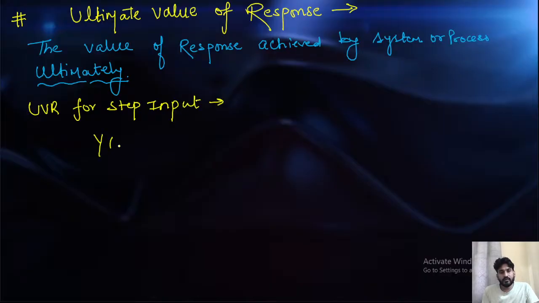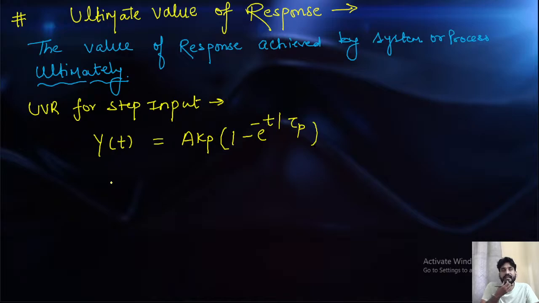What is the response for the step input? It is A KP into 1 minus e raised to power minus t divided by tau. Right? So if I want to calculate the value of y(t) ultimately, it means at t tends to infinity, what is the value achieved by the system for the step input? As it is in the t domain, apply the final value theorem, limit t tends to infinity.